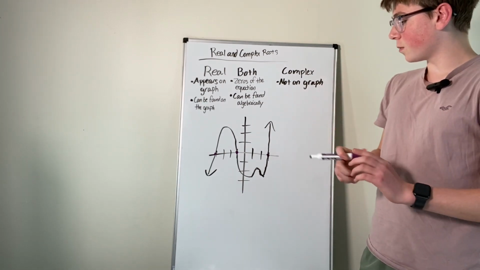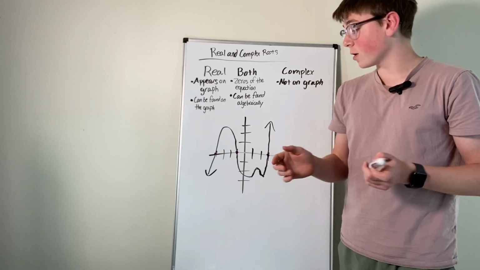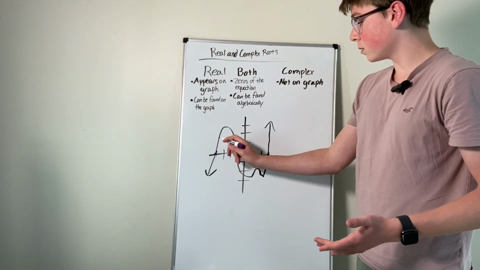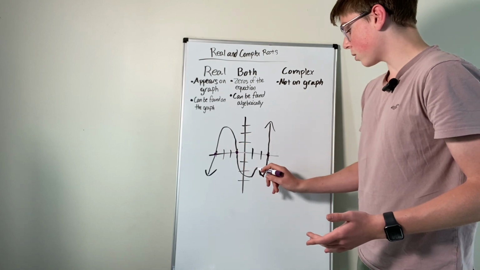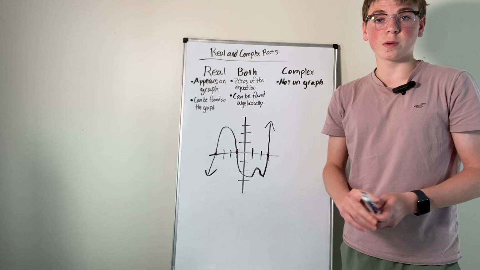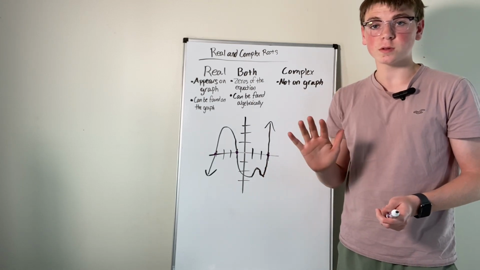So if we were looking at a graph, first you have to look at the degree of the graph. So we look at how many times it changes direction. 1, 2, 3, 4, 5. So the degree of this graph is 5, meaning that it will have 5 roots.